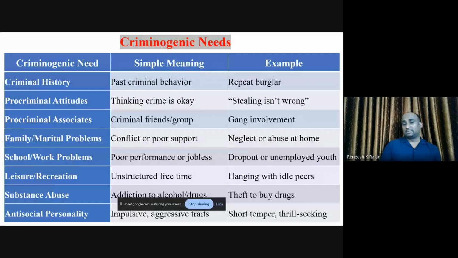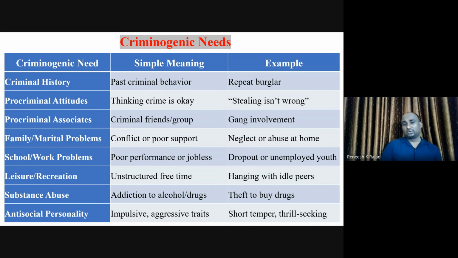And family or marital problems: conflict or poor support from the family, for example, neglect or abuse at home. School or work problems: poor performance or being jobless, for example, a dropout or unemployed youth. Leisure or recreation: unstructured free time, hanging out with idle peers. And substance abuse: addiction to alcohol or drugs, theft to buy drugs. Antisocial personality: impulsive or aggressive traits, short temper, thrill seeking. So these are the criminogenic needs.